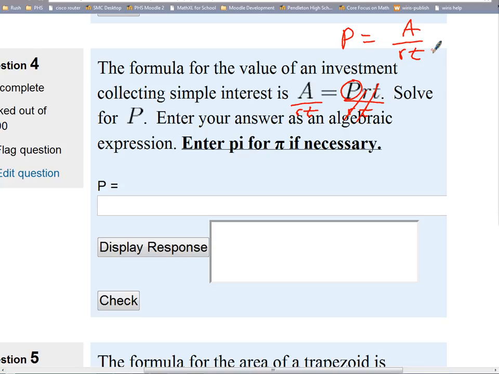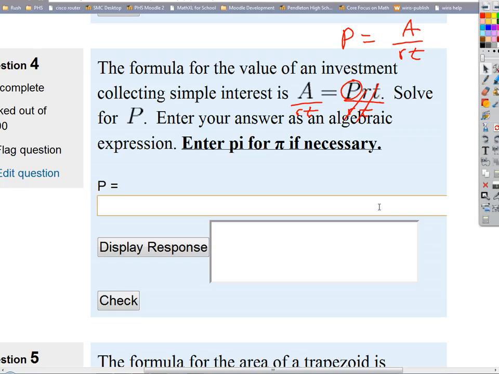So all I've got to do in here is enter that string, but I can't pull down a little template that's going to look like a fraction. I've got to just enter it horizontally. So what's that look like? Okay, watch what happens if I put in p equals a divided by rt.